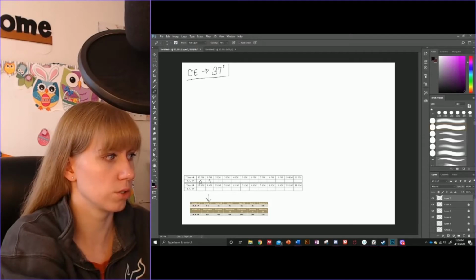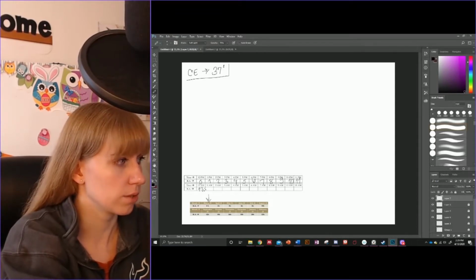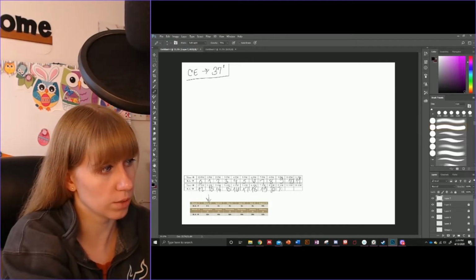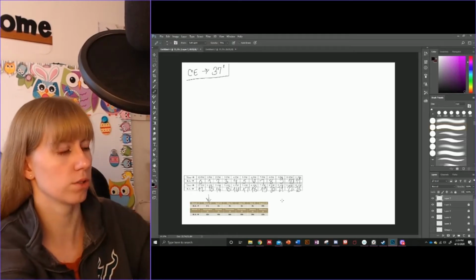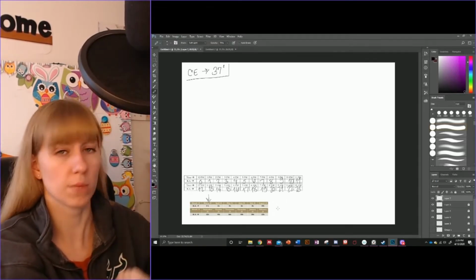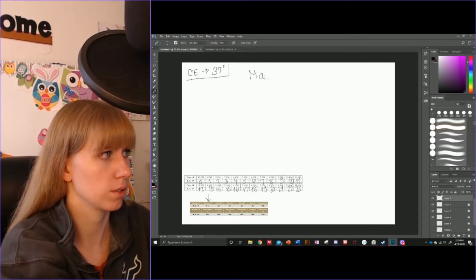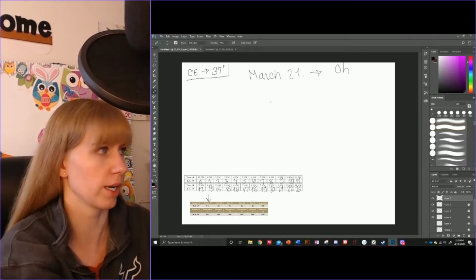And we would go 1, 2, 3, 4, 5, 6, 7, 8, 9, 10, 11, 12, 13, 14, 15, 16, 17, 18, 19, 20, 21, 22, 23. Remember, this is a 24-hour clock. It goes 0 to 23 hours and 59 minutes. So now let's say it's March 21st. Our right ascension for the sun is 0 hours, and that's where we started our chart.